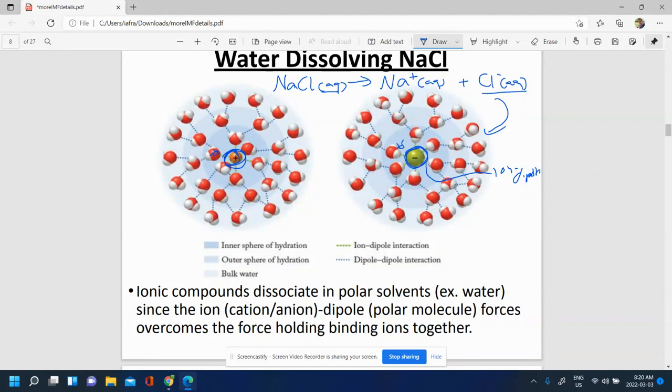And essentially what happened is that water came in between the ions and surrounded them because there were some different attractions happening. Partial positive surrounds the negative. Partial negative surrounds the positive. And this is called a dissociation. So when water separates the ions during the dissolving process, that's called dissociation. So this is a dissociation equation shown over here.